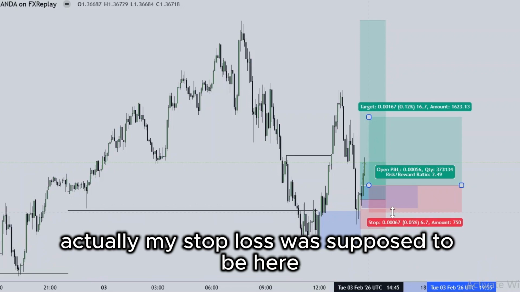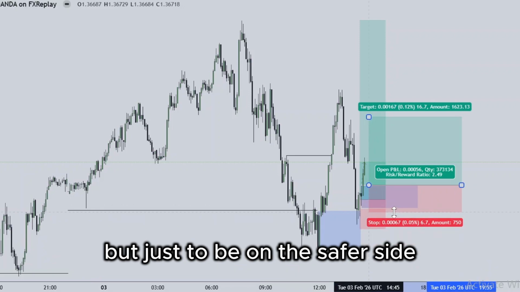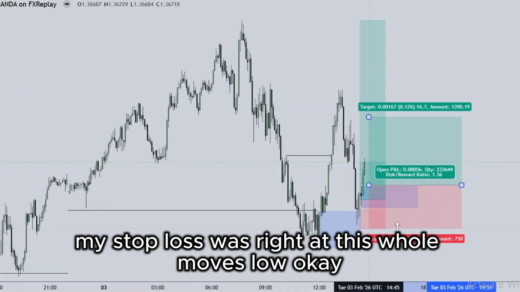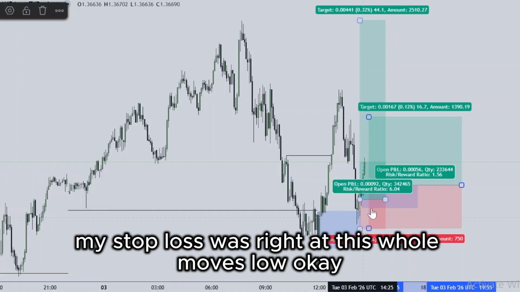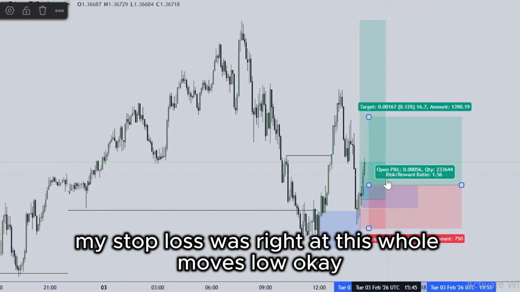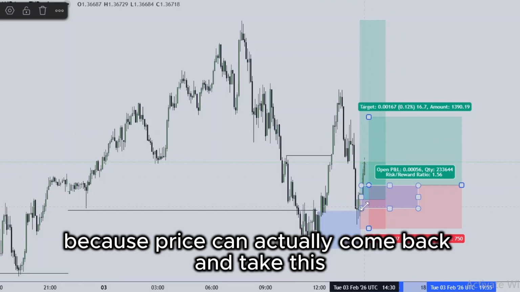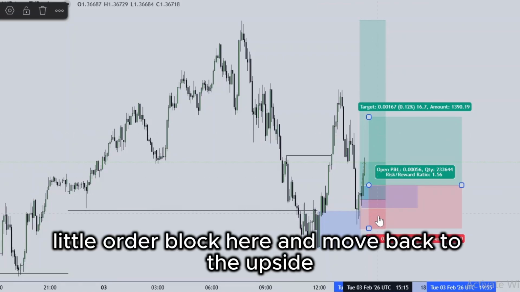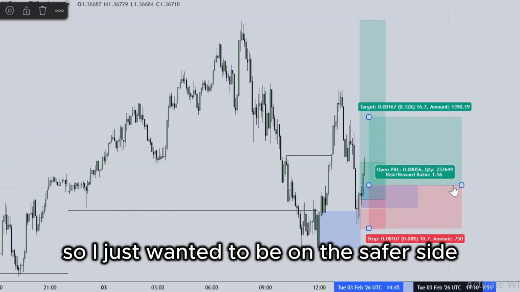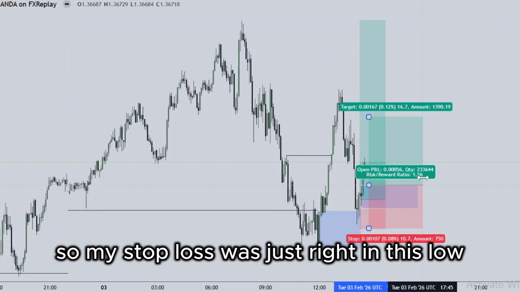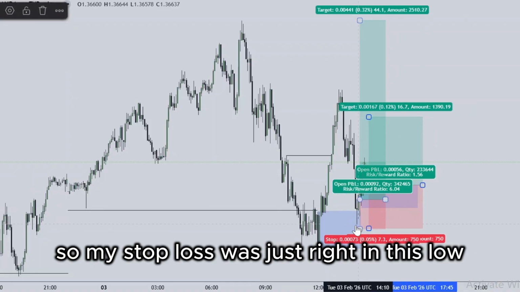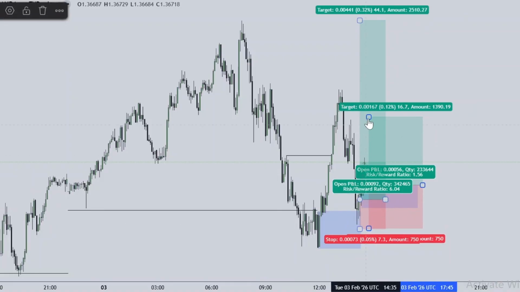Actually, my stop loss was supposed to be here, but just to be on a safer side, my stop loss was right at this whole move's low. Okay, because price can actually come back and take this other block here and move back to the upside. So I just wanted to be on the safer side. So my stop loss was just right in this low.